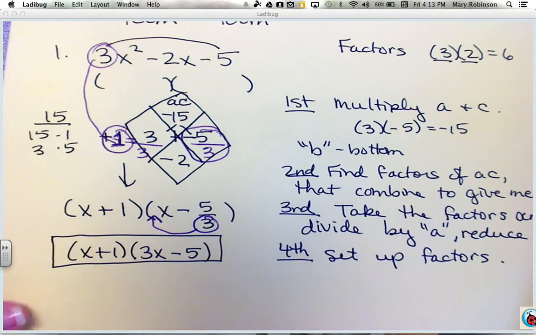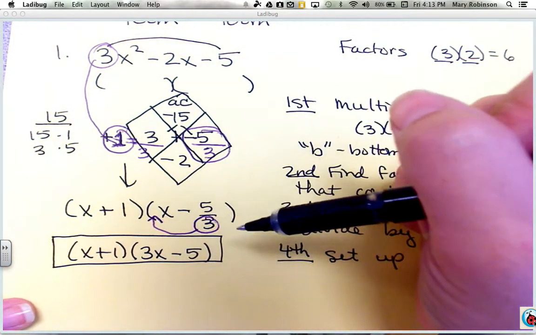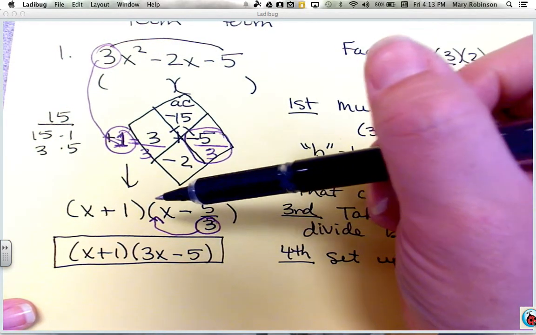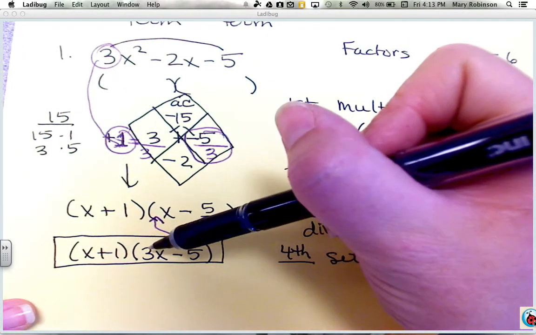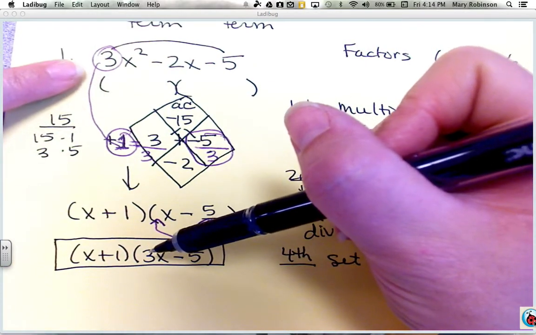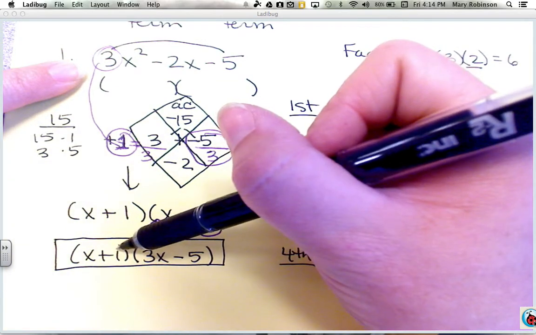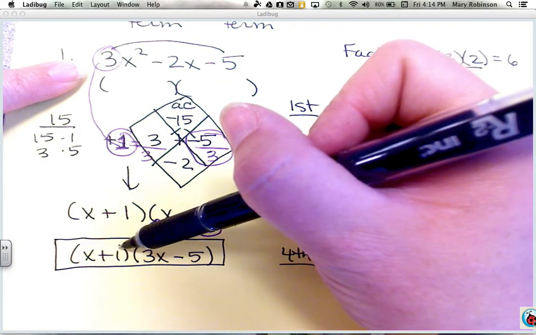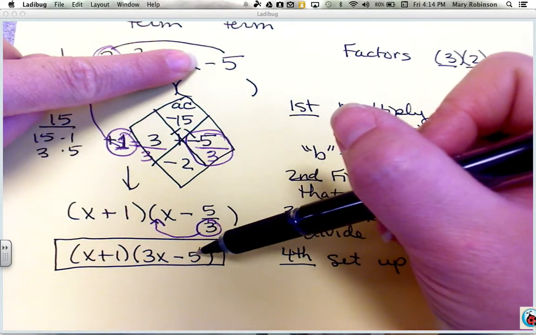What I want to make sure that I do is check it to make sure it works. So remember your double distributive property. X times 3x gives us our 3x squared that we started with. That's good. We can check our c term, our constant. 1 times negative 5 is negative 5.